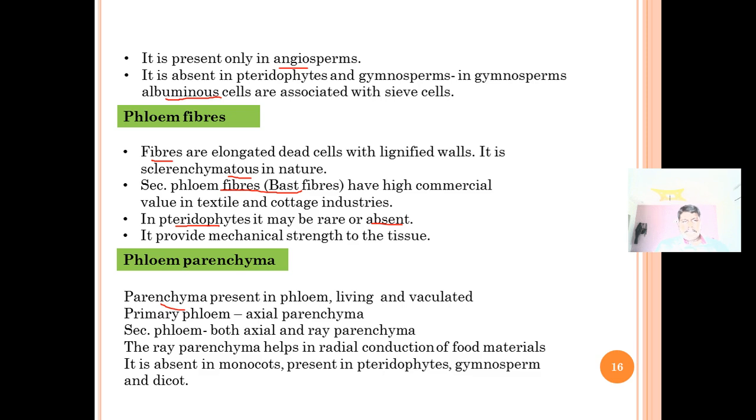And the parenchyma present in the phloem is the phloem parenchyma. Two types of parenchyma are present: one is axial, another is ray parenchyma. Both do the conduction of food material. The ray parenchyma helps in the radial conduction of food material. Phloem parenchyma is absent in monocots. Kindly make a note: absent in monocots, present in pteridophytes, gymnosperms and dicots.